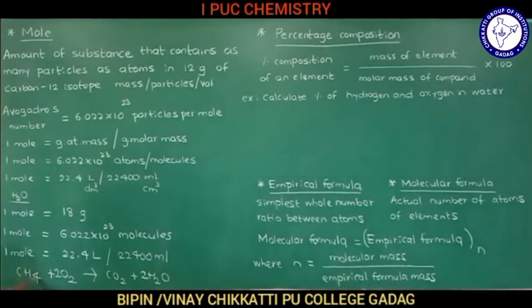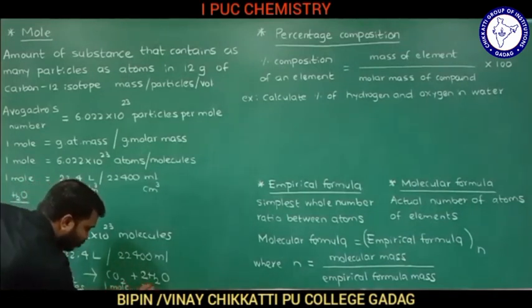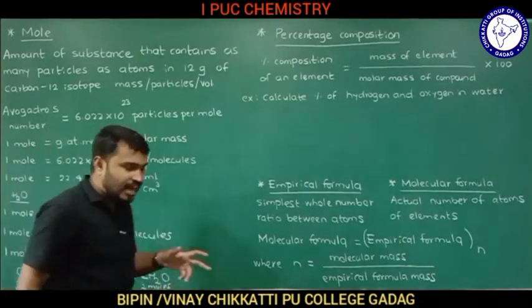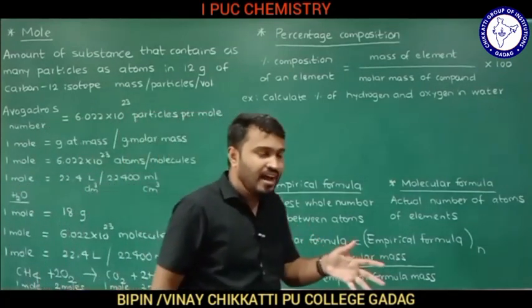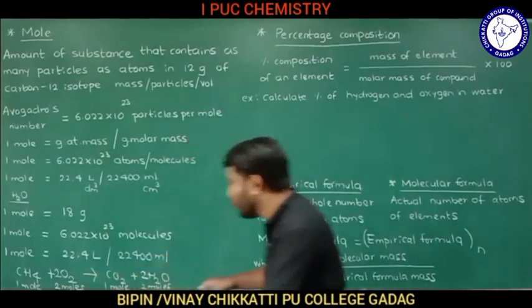So here, how many CH4 do we have? 1. Therefore, 1 mole of CH4. How many oxygens do we have? 2. Therefore, 2 moles of oxygen, 1 mole of carbon dioxide, and 2 moles of water. This is how the coefficients are considered as stoichiometry, and that is the measurement of elements, and based on that we can write the mole in this case.